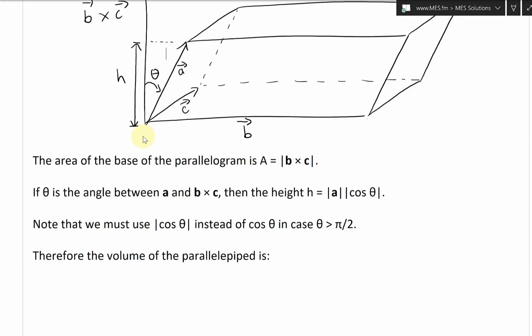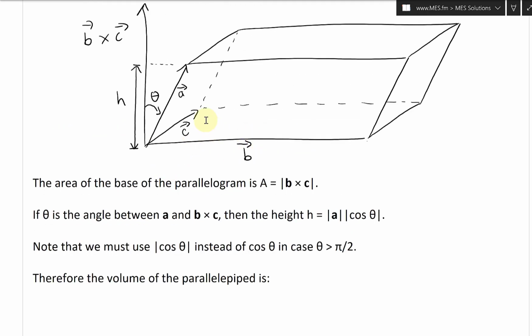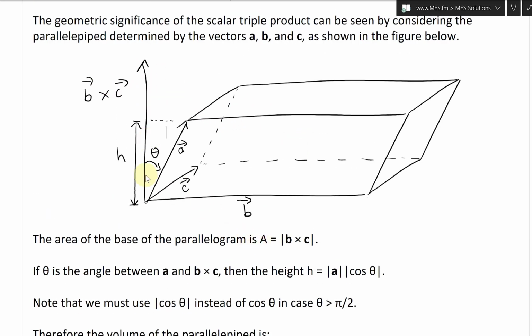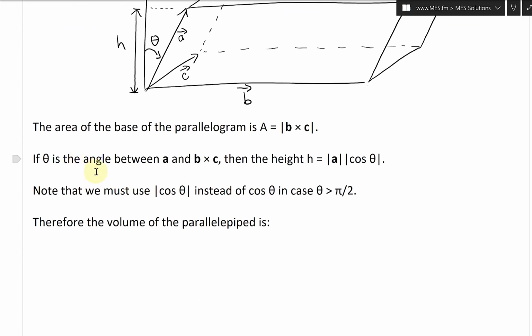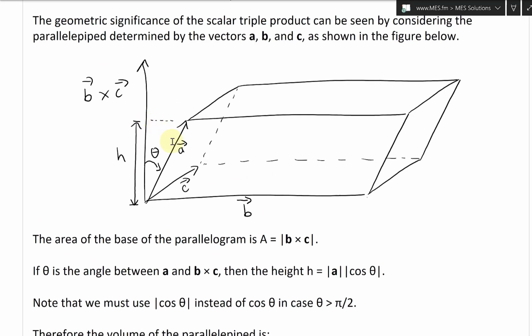Basically a 3D rhombus. So the area of the base of the parallelogram right here, which again is the parallelogram across here, that is just B cross C. That's just the cross product of these two vectors. So if theta is the angle between A and the B cross C vector, then the height h equals the length of A times cosine theta. In other words, adjacent over hypotenuse.